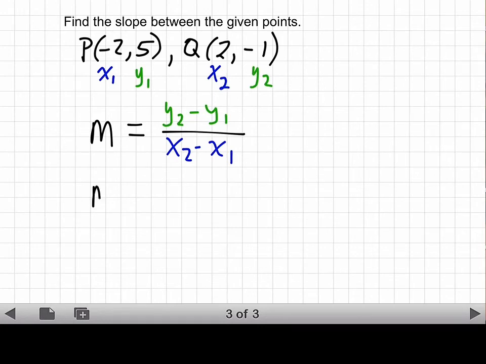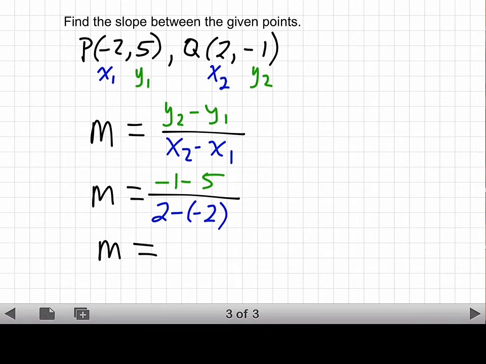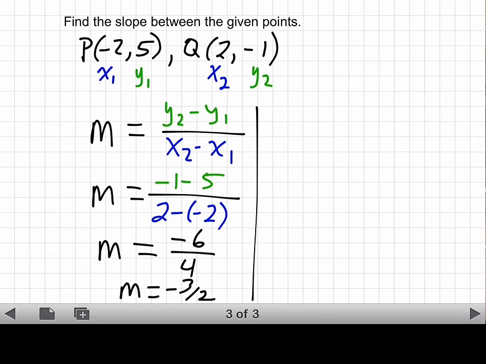And so, to flesh out this formula, we have -1 minus 5 in the numerator, and 2 minus -2 in the denominator. And so our slope is going to be -6 in the numerator, 4 in the denominator, which reduces to -3 halves.